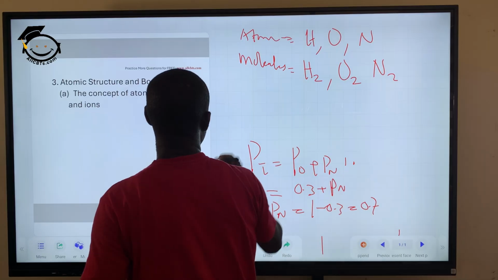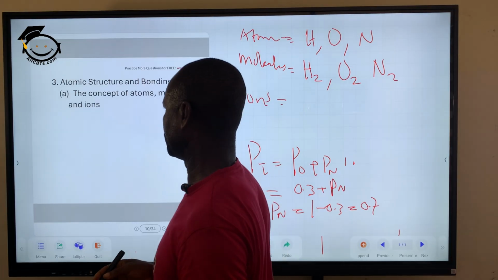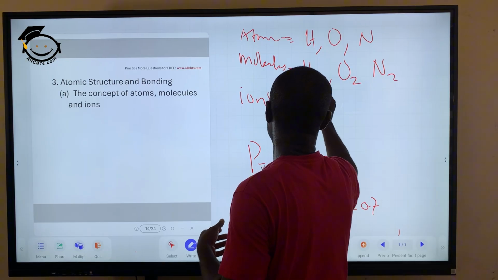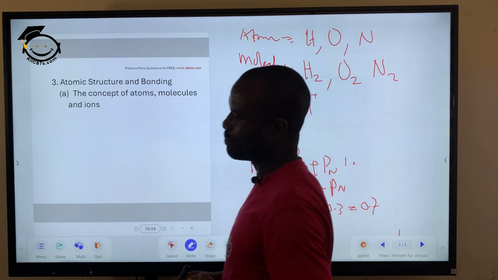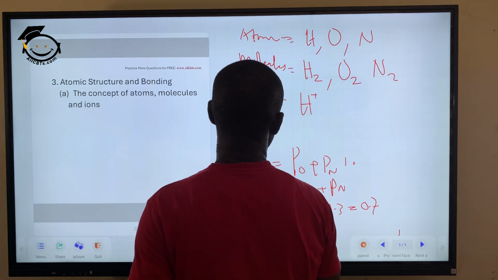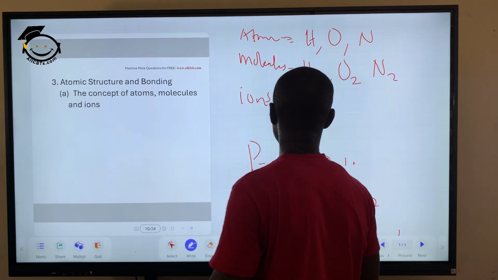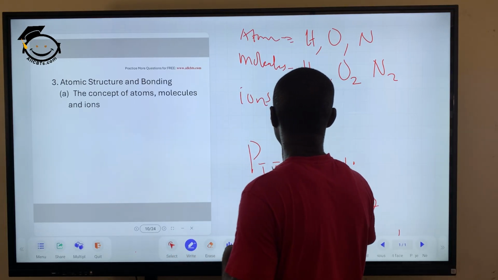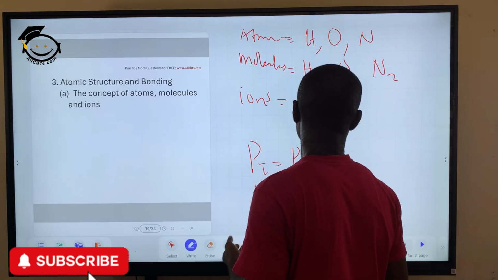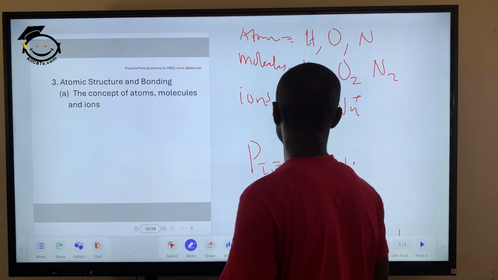Now, the last one is ion. Ions are charged atoms, meaning an atom carrying a charge. For instance, hydrogen is an atom that can carry a charge. They carry a charge when they give or donate an electron. So hydrogen donates one electron to become positively charged. So the ion here is the hydrogen ion. We may have another ion, sodium ion. Sodium has given up one electron, making it a positively charged atom.